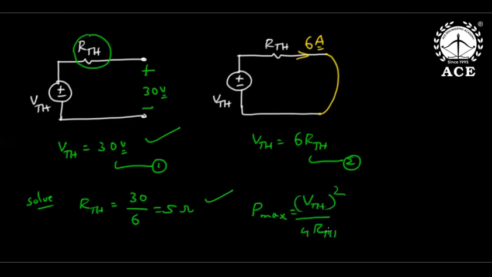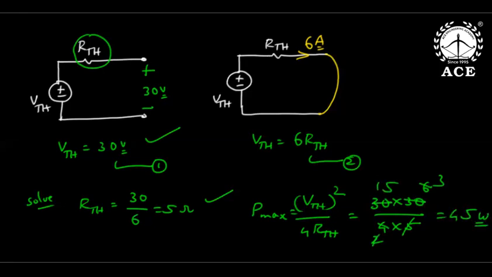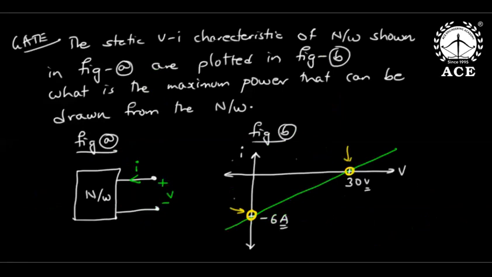Simple problems, if you apply fundamentals. VTH square is 30 into 30, because that is the open circuit voltage, by 4 into 5. So this is 5, 6 are... this is 2, this is 3, and this is 15. So 15 threes are 45 watts. 45 watts. So the only logic here is that instead of giving the network, he gave the characteristics.